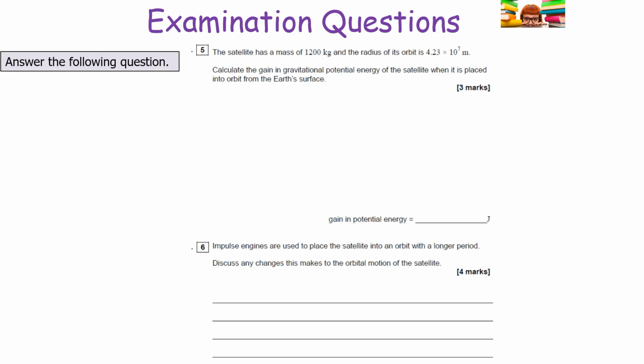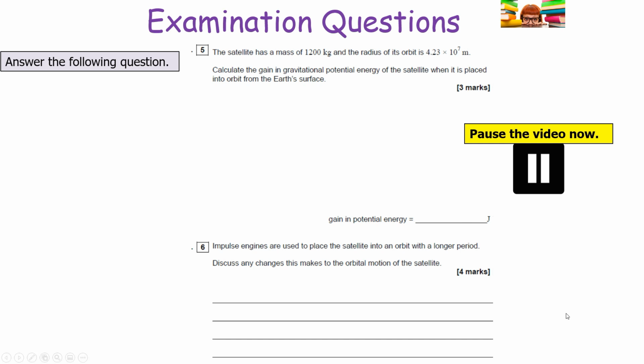Let's have a look at the next question. The satellite has a mass of 1,200 kilograms and the radius of its orbit is 4.23 times 10 to the 7 meters. Calculate the gain in gravitational potential energy of the satellite when it's placed into orbit from the Earth's surface, and then impulse engines are used to place the satellite into an orbit with a longer period. Discuss any changes this makes to the orbital motion of the satellite. So pause the video now, then unpause the video when you want to go through your answer.